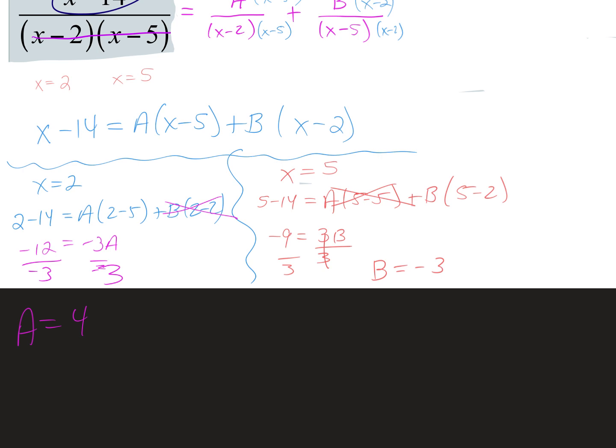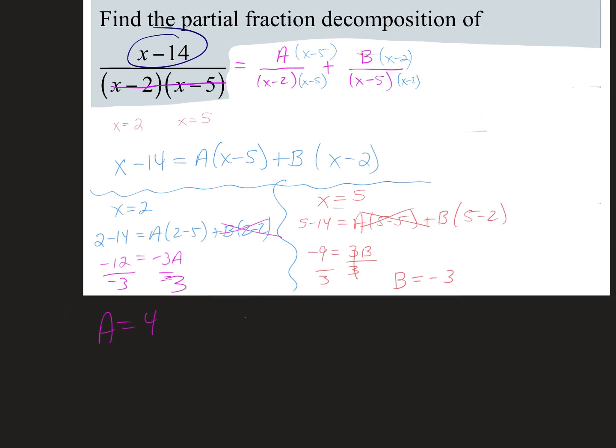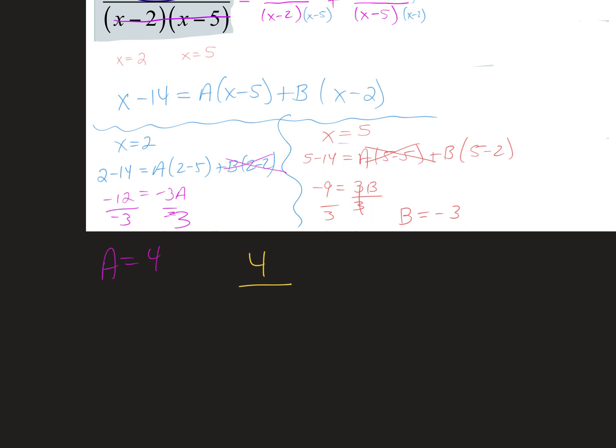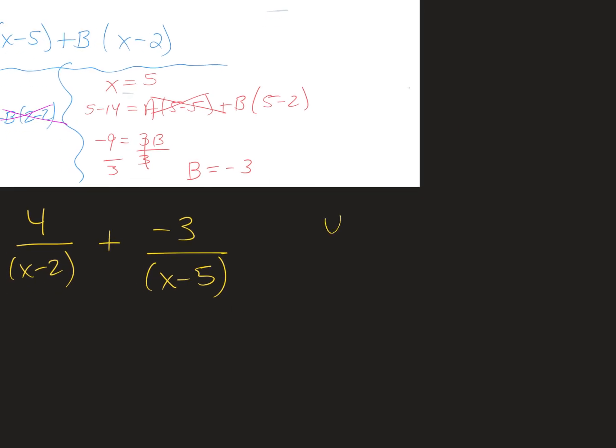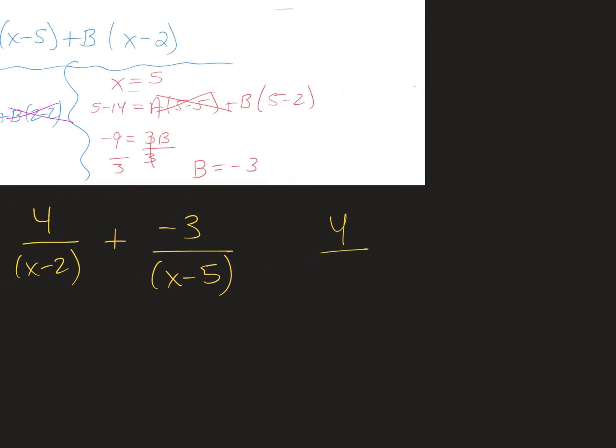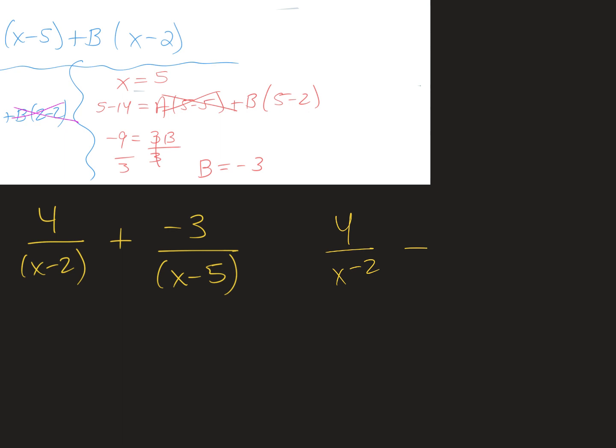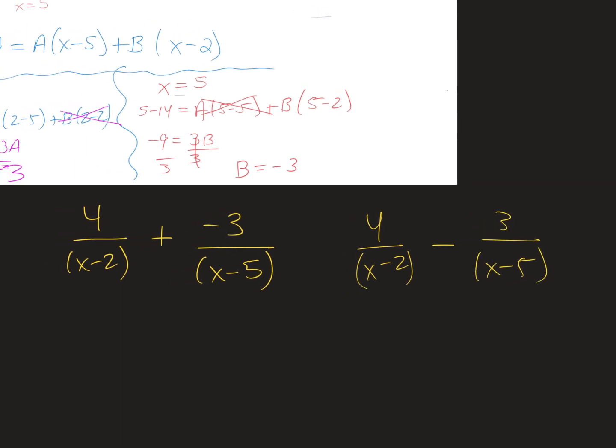So now we write our partial fraction decomposition. I have 4 over x minus 2 plus negative 3 over x minus 5. Now, if you want to, could you also write this as 4 over x minus 2 minus 3 over x minus 5? Is that the same thing, plus a negative or minus? Yes or no? Yeah, absolutely, you could do that.